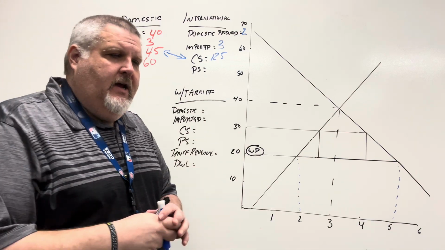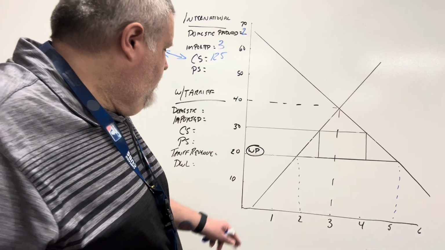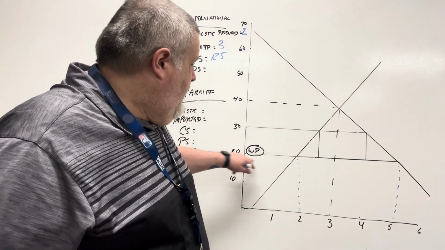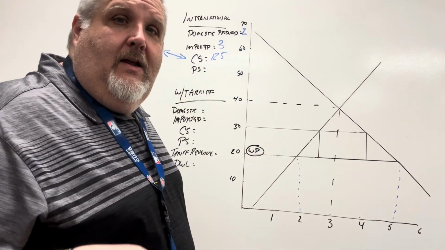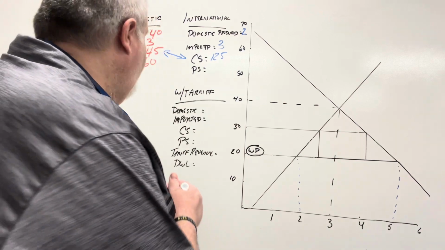But let's look at the other side of this. What happens to our producers? We go from 0 to 20, and they're only at 2. So that's 40 divided by 2. That's only 20.